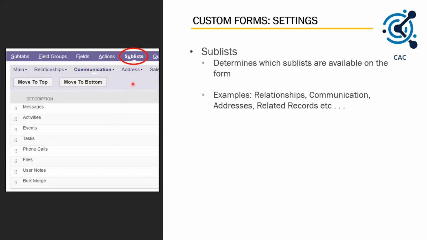So sublists. This is not the sublist fields, but this is the sublist, which determines which sublists are available on the form. A sublist is when you look at a subtab, you'll see messages, activities, events, tasks. So this is the communication subtab, and then you'll see these different sublists on that subtab. If you look at the relationship subtab, you're going to see the contacts, for example. If you look at related records, you can put other subtabs or sublists underneath those related records. So this is where you control which sublists you want to see on the form.